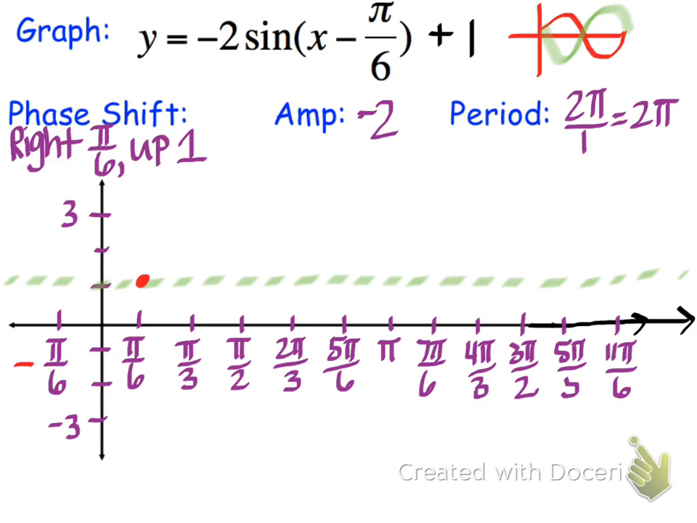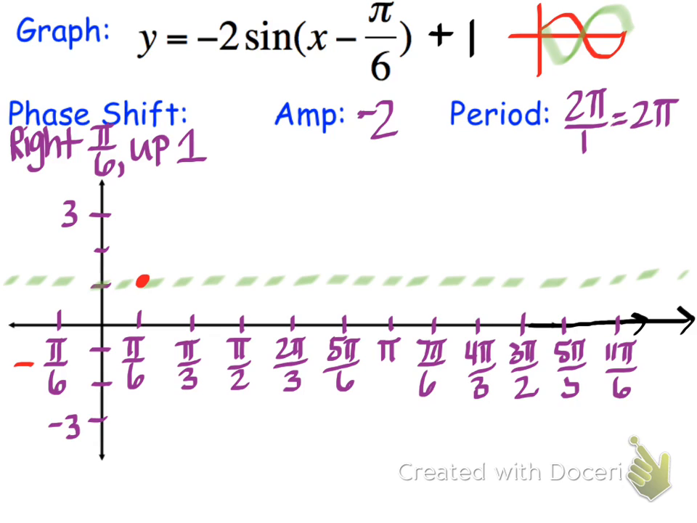The reason I did this is it's going to help me. I'm going to think of this as being my new center line because everything on the x-axis is going to go up 1 unit. So now I'm going to graph this just the way I normally did. I'm just going to pretend like that green line is my x-axis. It's my center line. So the first point would be to the right pi over 6, and again it's being shifted up 1 unit, so you can see our first point there.